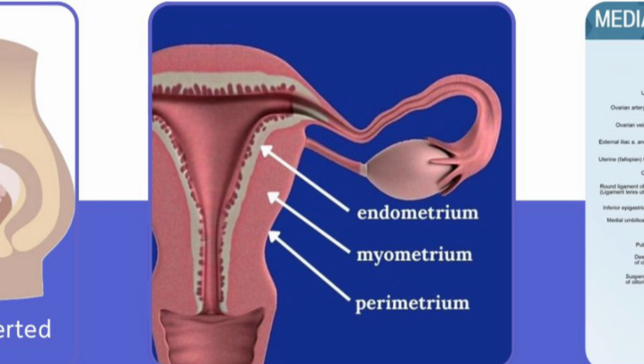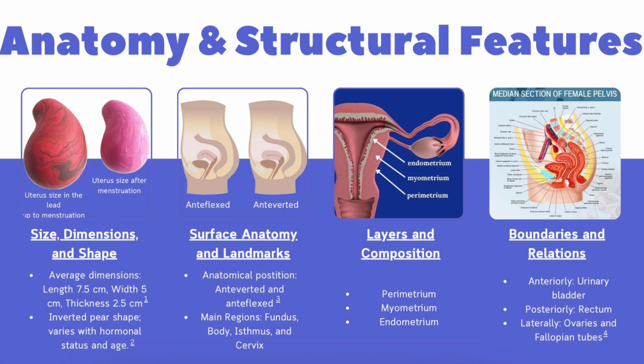The final layer is the endometrium, the inner mucosal lining that undergoes cyclic changes during the menstrual cycle. It has two layers, the stratum functionalis, which thickens and sheds during menstruation, and the stratum basalis, which regenerates the functional layer each cycle. The uterus's complex layered structure from the hormone-responsive endometrium to the powerful myometrium enables its remarkable adaptability throughout a woman's reproductive life.